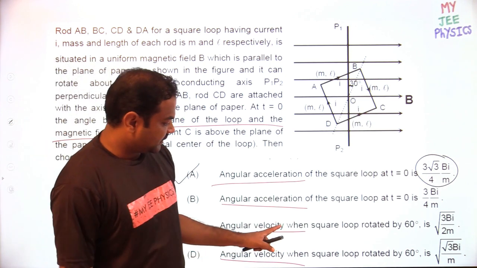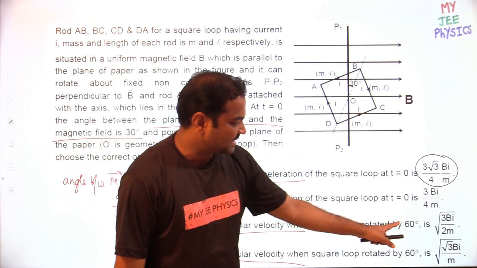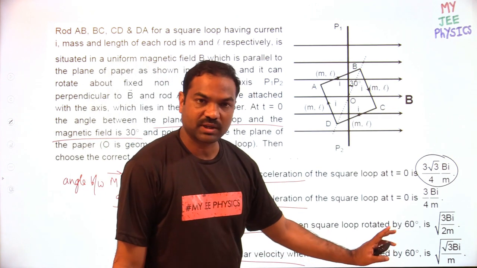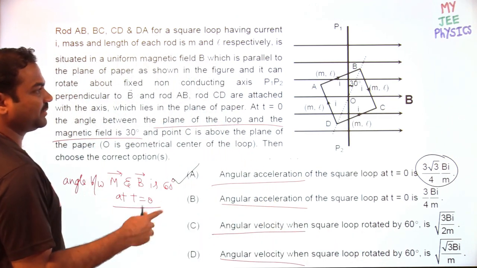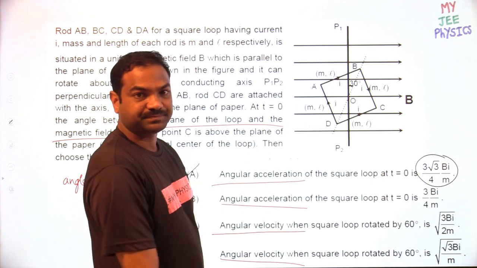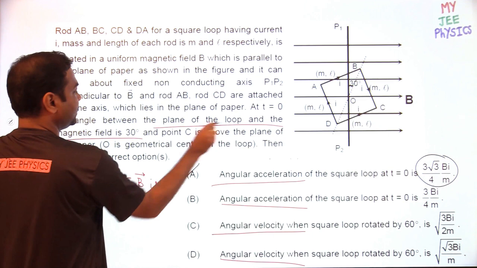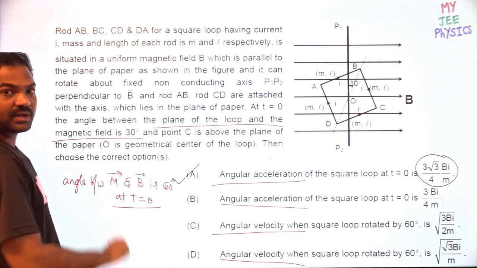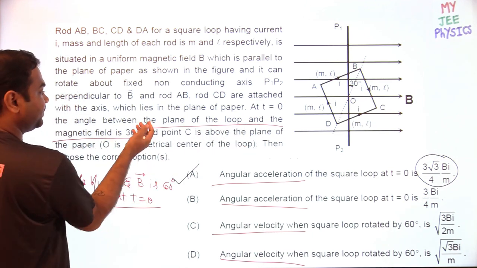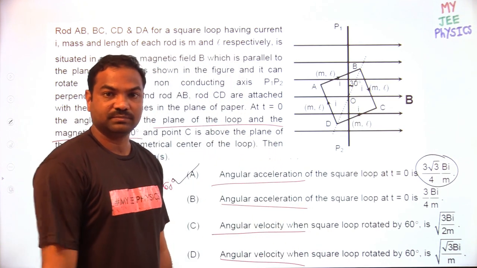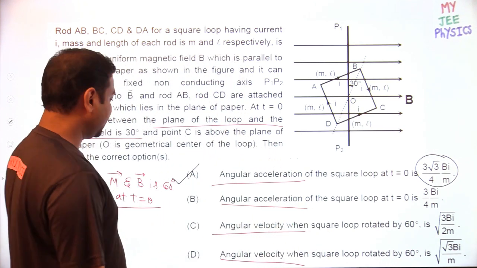Next they are asking the angular velocity when the square is rotated by 60 degrees. Both are rotated by 60 degrees. So what is the meaning of the square being rotated by 60? See here, initially the plane of the loop and the magnetic field differ by what angle? 30 degrees. So if the plane is rotated by a further 60, then what is the angle? It will become 90, no? It will become 90.